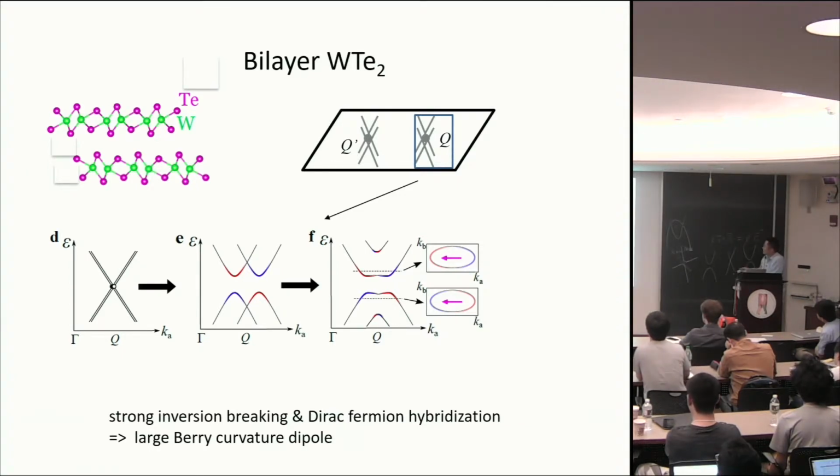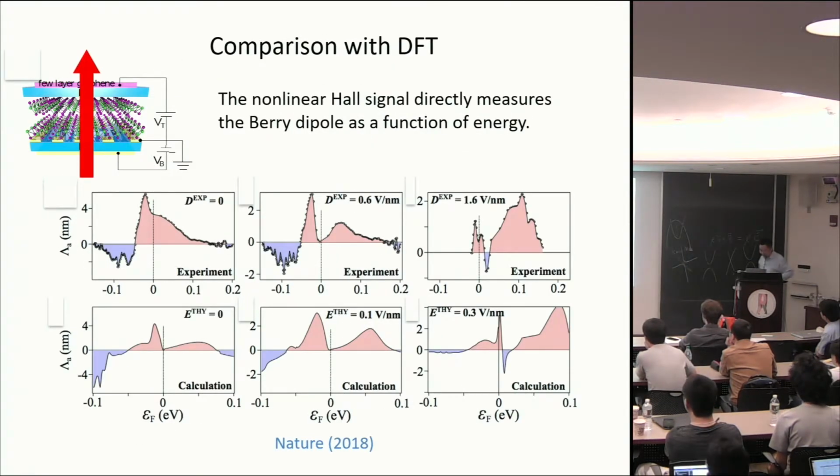When you put 2 layers together, the Dirac cones hybridize with each other, and they get split. This splitting of the Dirac cone generates the Berry curvature, but also the 2 Dirac cones are offset in k-space, and that gives you a Berry curvature dipole. So this is, roughly speaking, how we get this Berry curvature dipole in the system.